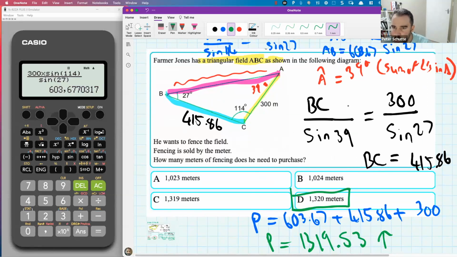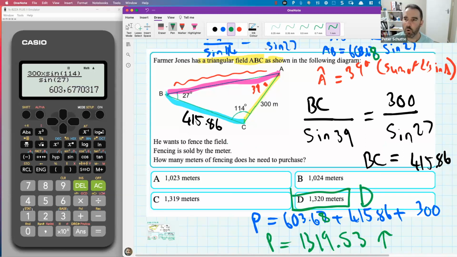I didn't actually look very closely if it was 0.67 or 0.68. It's actually 0.68 on my calculator. You're quite right. It's 0.68, which will make that even bigger. And so it's still going to be D as the correct answer.